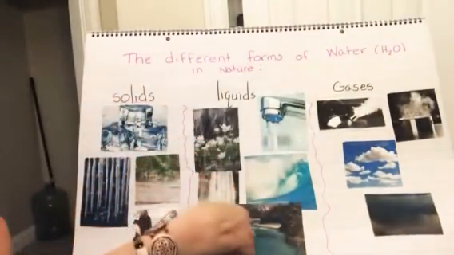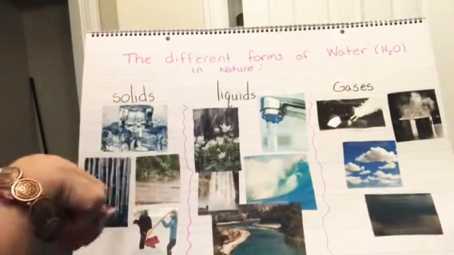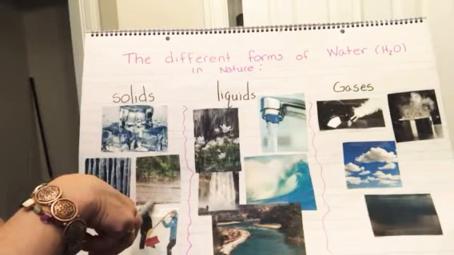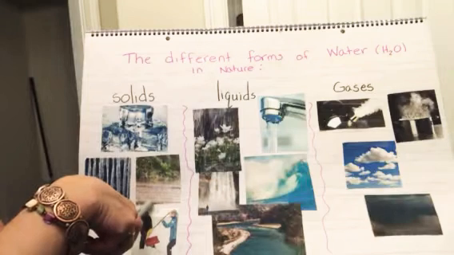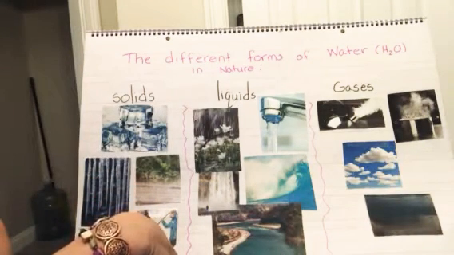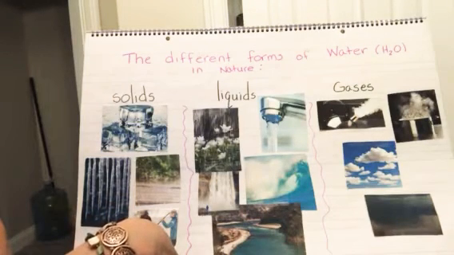In nature, when we see water, we might see it as a solid, like an ice cube, or an icicle, or even hail. You know what hail is? Hail is when it's raining very hard little pellets of water. They're like frozen water pellets. And we see water as snow, and that is also a solid. Even though it's a soft solid, it's still a solid.